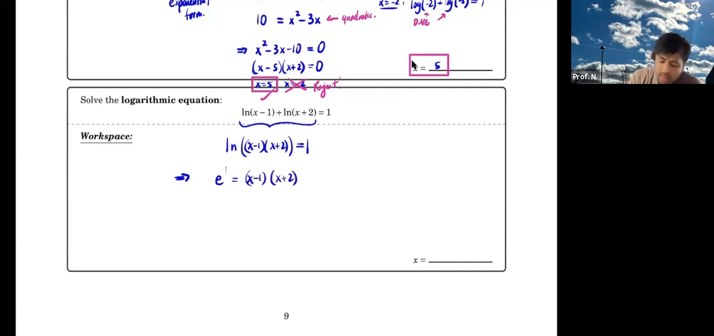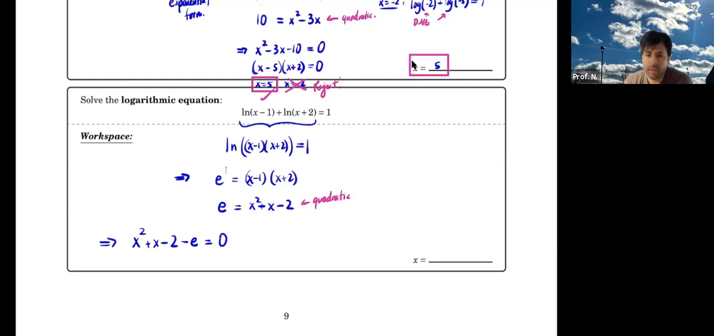Then when I expand the right side of the equation, I get x squared plus x minus 2 equals e. I still get a what? I still get a quadratic. Now this is going to be a little strange because when I solve this quadratic equation, I have to set it equal to 0. So I get x squared plus x minus 2 minus e equals 0.